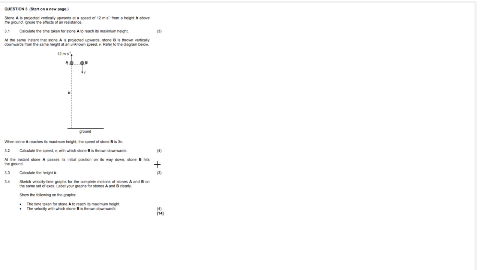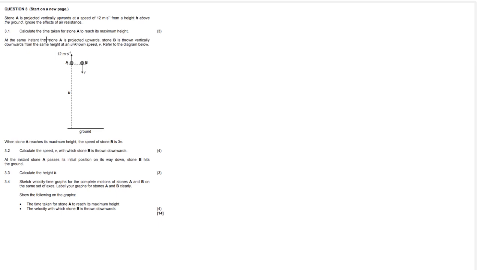Very standard, and we need to know them. So as we start with question 3, we need to interpret what is going on. This is a vertical projectile motion question. Let's have a look. Stone A is projected vertically upwards at a speed of 12 meters per second from a height h above the ground, as indicated in this graph. Ignore the effects of air resistance. Oh, thank goodness we ignore the effects of air resistance.